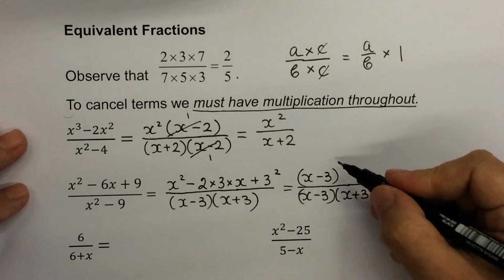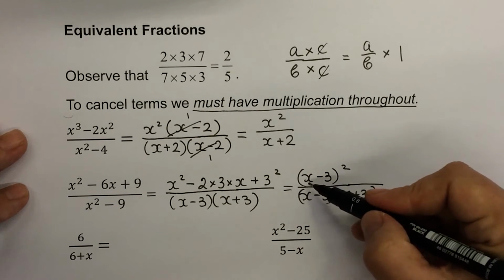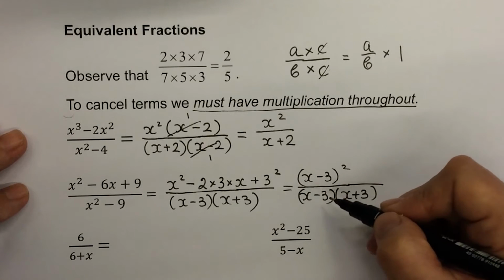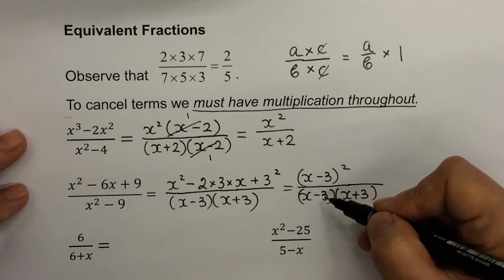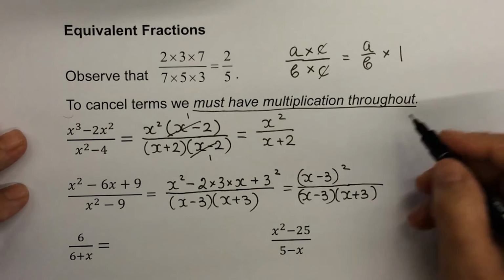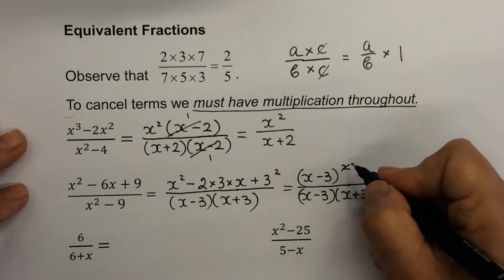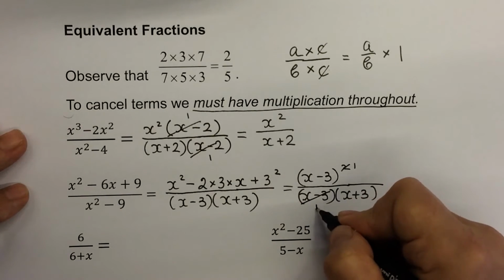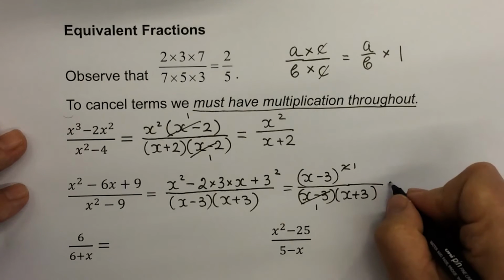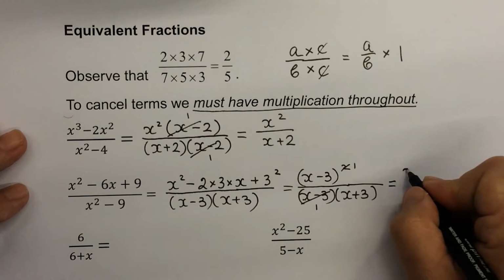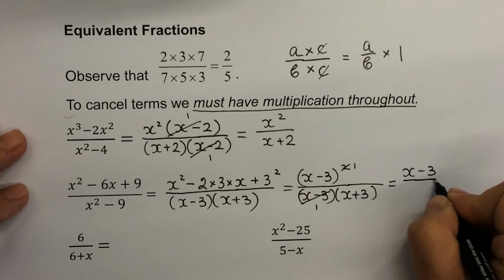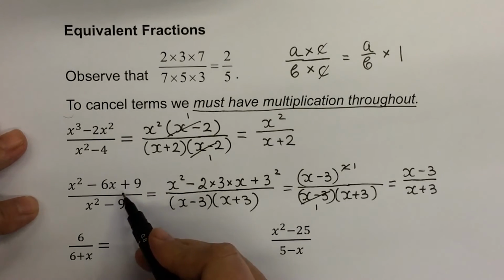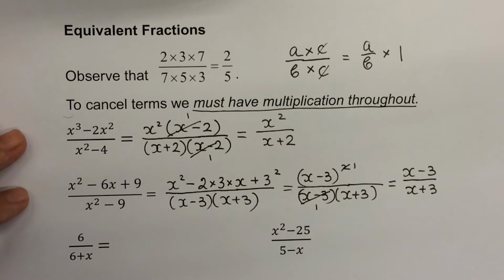Okay, so look what I have. In the numerator, I have x minus 3 to the power of 2 and x minus 3 to the power of 1 in the denominator. So x minus 3 is a common factor, which I can cancel out. So I will have x minus 3 to the power of 1 in the numerator and just 1 in the denominator. And my final result is x minus 3 over x plus 3. Again, that looks simpler than this rational fraction.